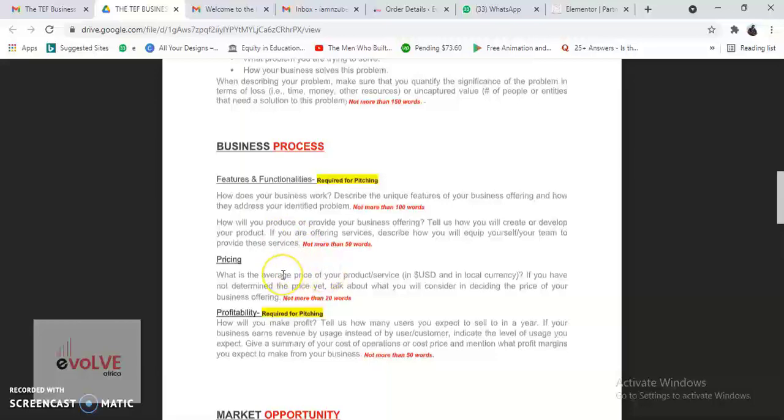And the next thing you have is your pricing. So what's the average price of your product or services?